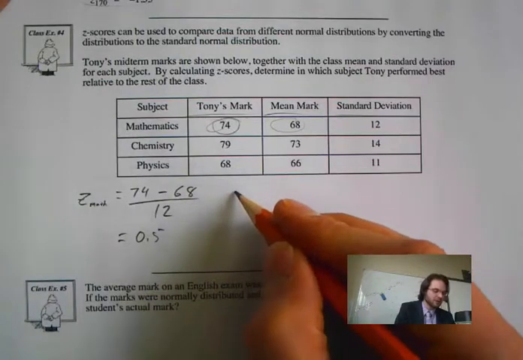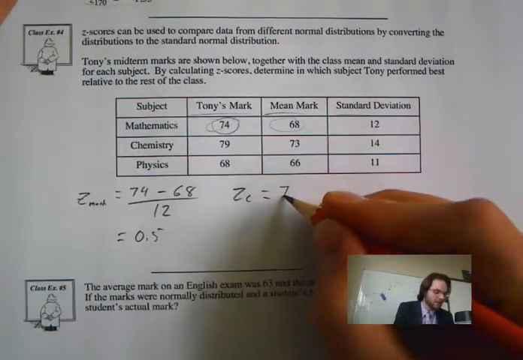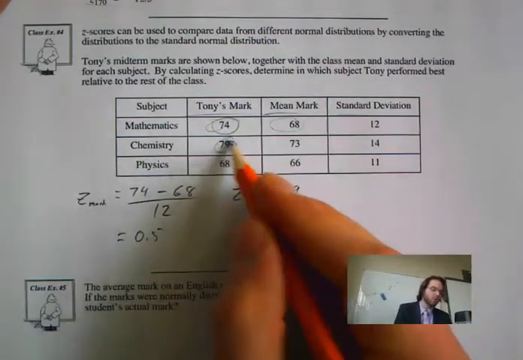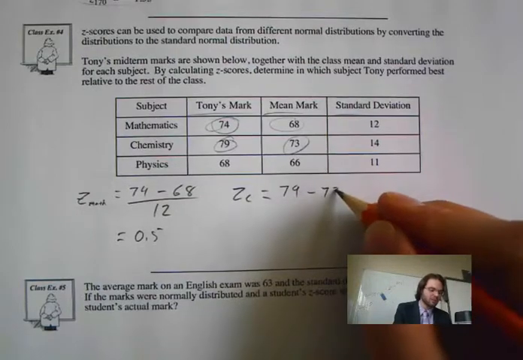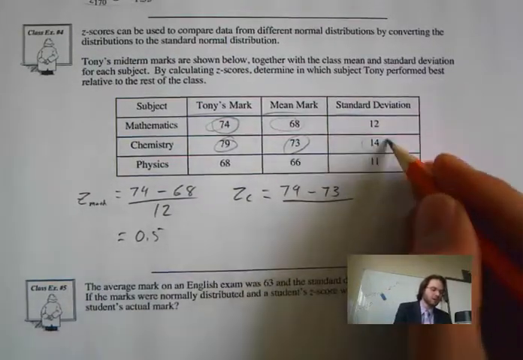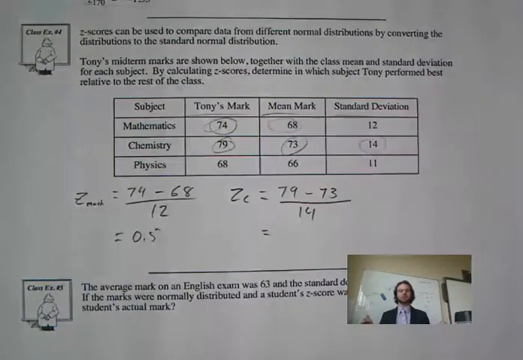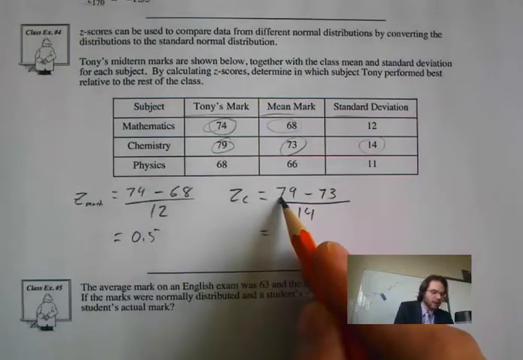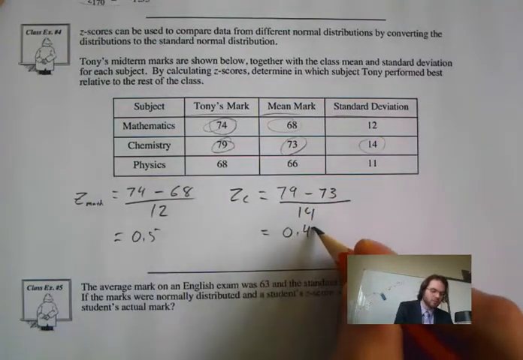Now let's take a look at the next one. His z-score for chemistry is equal to, we have 79 is the score that we're looking at, compared to the mean, which is 73, so we subtract the mean, and we divide it by 14, which is how the data is distributed. Now, I look at this here, and we're going to end up getting 0.43.